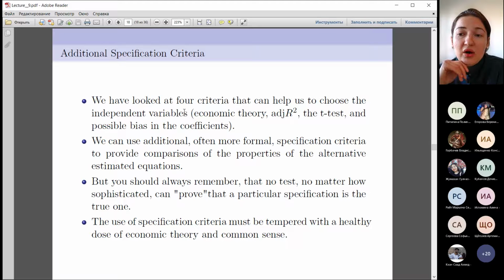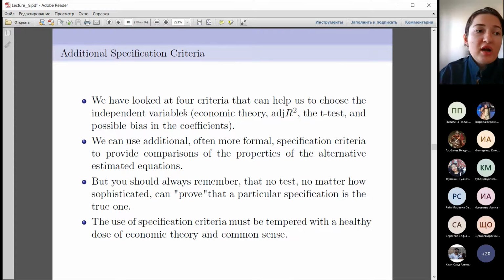But also, sometimes all these criteria don't provide enough information. For example, you have two different specifications, and both of these specifications have excellent theoretical confirmation, and you need to choose which model will be the better, let's say the best, or rather which model will be more reliable in the context of your research.